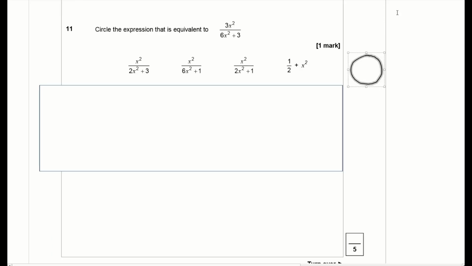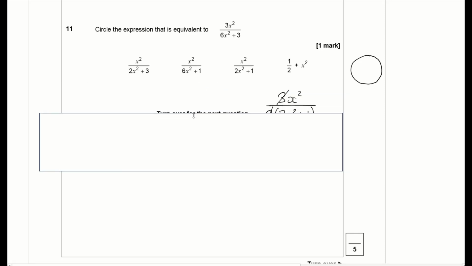Question 11. Circle the expression that is equivalent to 3x squared over 6x squared plus 3. Now we have an algebraic fraction here, and the best way to simplify an algebraic fraction is to make sure that both the numerator and denominator are fully factorised. Now there's only a single term in the numerator, so the numerator is fully factorised. If we look at the denominator, however, that is not fully factorised because it's still the sum of two terms which actually share a common factor.